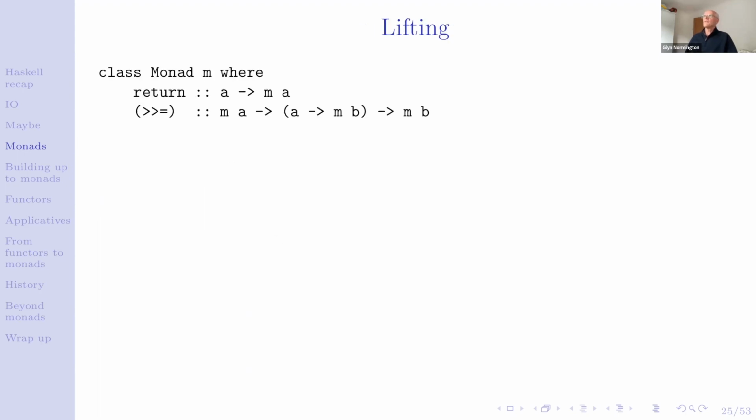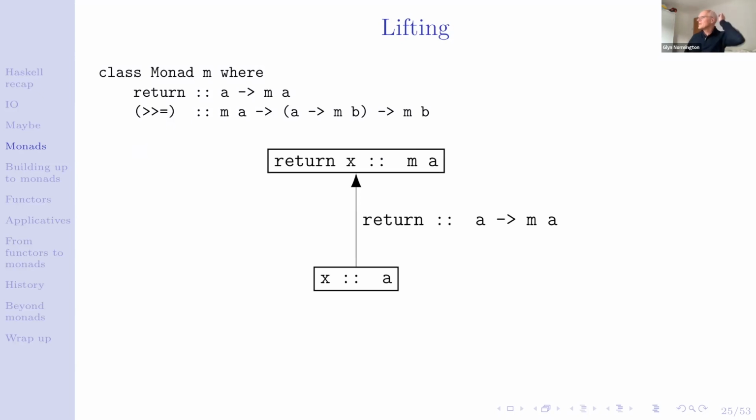Okay, this is where we talk about lifting and the diagrams. So we've got our definition of the monad class there. And because of the way this is drawn, lifting makes sense. So we've got x of type A. We're going to use the return function, and we end up with return x, which is of type MA, where M is the monad. So it's lifting it into this monadic context. So the idea is we have the base values at the bottom of the diagram, and the monadic context at the top of the diagram.